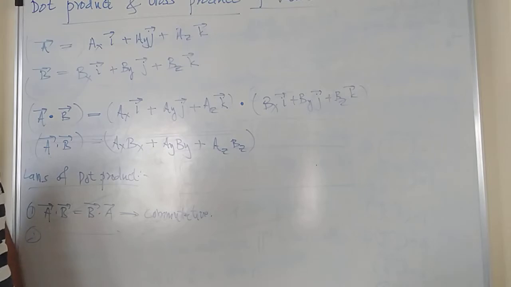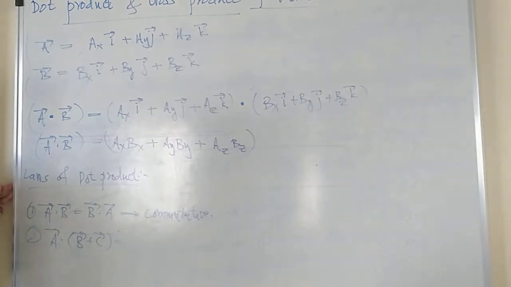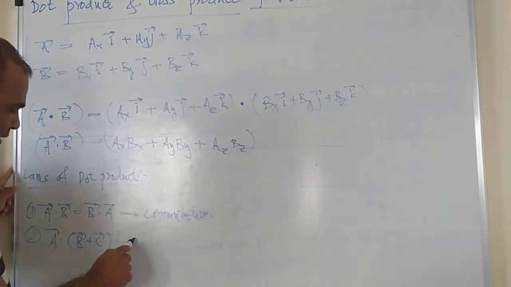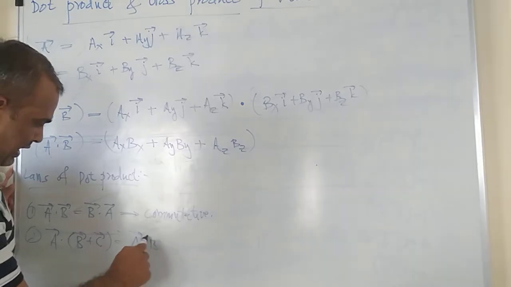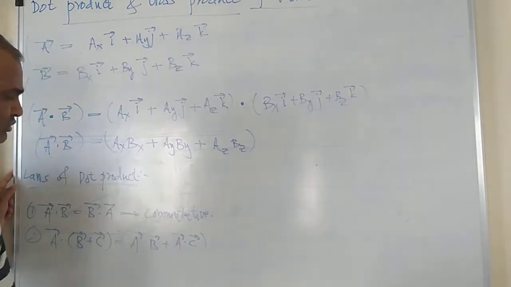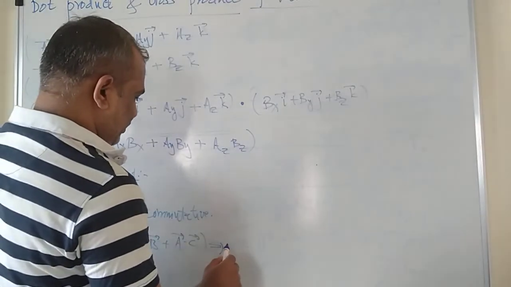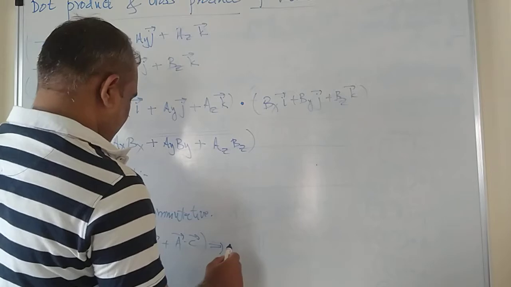The second law which is valid for the dot product is that the dot product is also distributive. Distributive means that a bar dot (b bar plus c bar) can be written as a bar dot b bar plus a bar dot c bar. This is called distributivity, or the dot product follows distributivity.